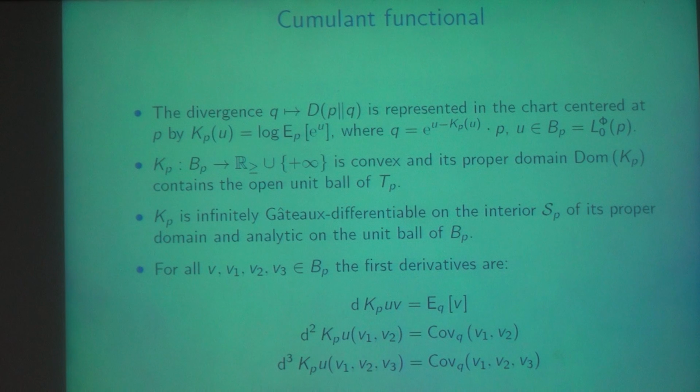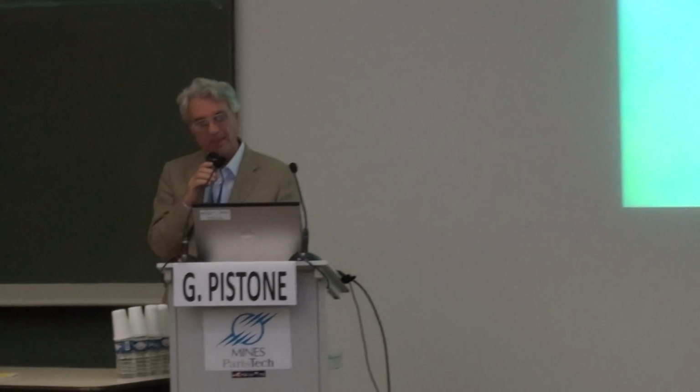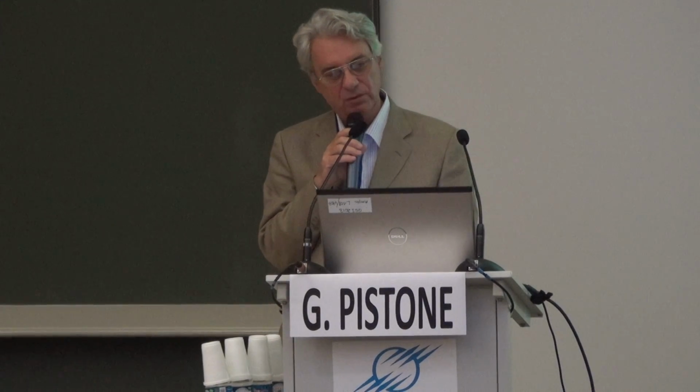Orlicz space. And we have a formula for the derivatives, precisely the derivative of K sub P in the direction V is the expected value at Q of V. The second derivative is a covariance at Q. And the third derivative is, let's say, the three-way covariance of the three directions V1, V2, V3.